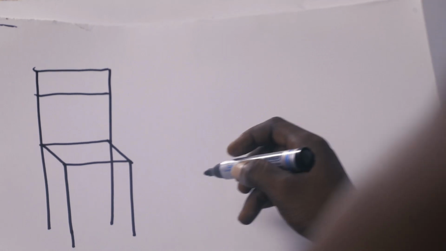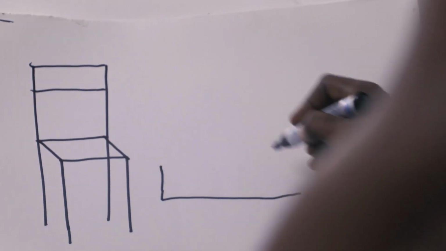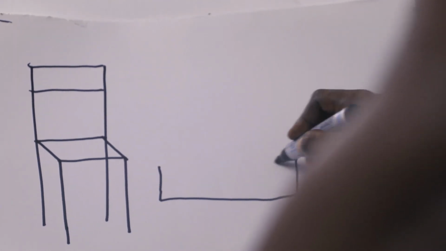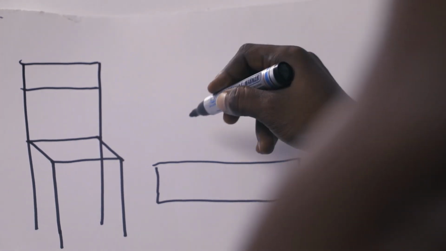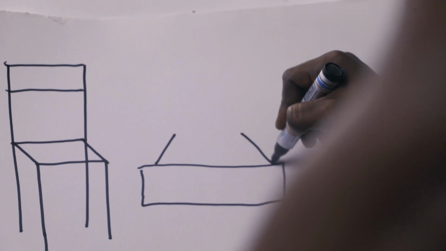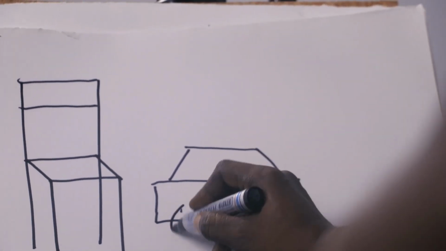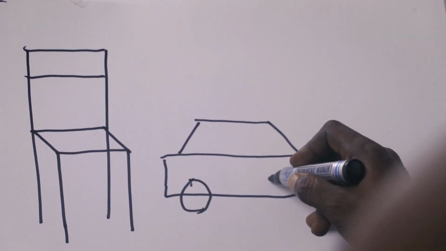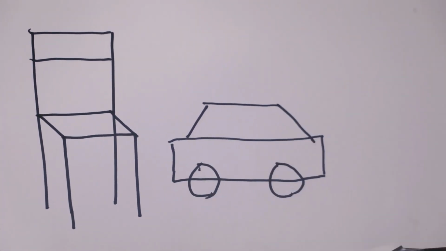Let's check this out again. If you put one vertical line here, then you place a horizontal here, a horizontal here, you meet it with another vertical. Then you place the diagonal here, another one here, then you cover it up. Then you put a curve here, a curve here, a curve here, a curve here. What can you see? You can see a 2D car.